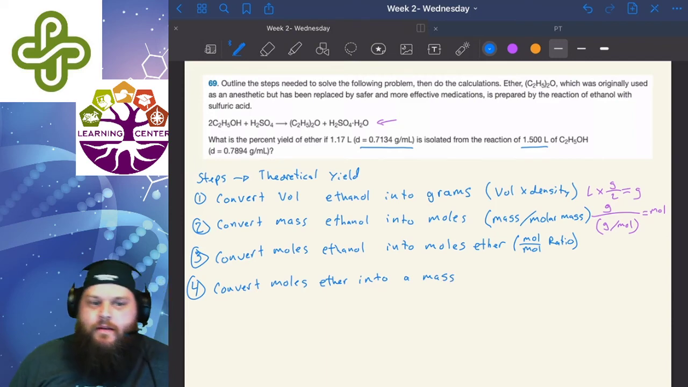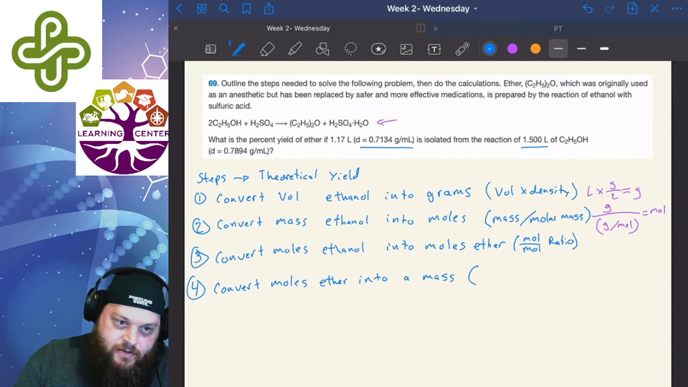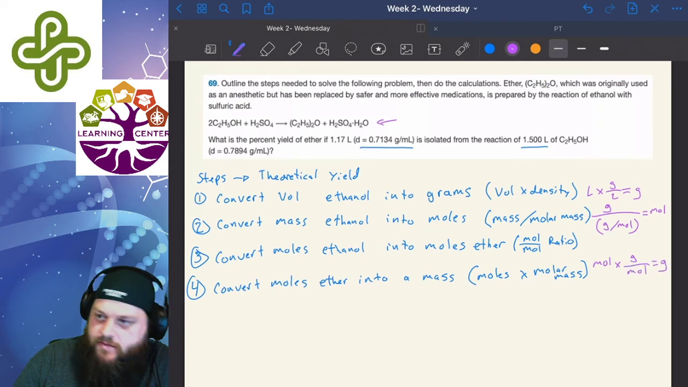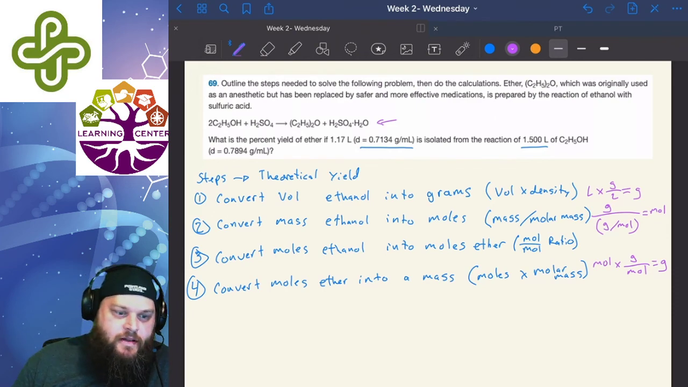And we can do that by using, again, the molar mass. In this case, instead of dividing it like we did before to convert mass into moles, we're going to multiply those two together to get moles into mass. So that's going to be my moles times my molar mass, or I can write it as mole times grams per mole equals grams. Because what we want there is grams for our mass.